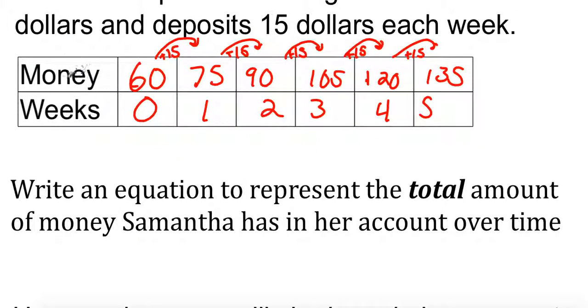Now again, I know that money is my dependent variable. The amount of money in the account depends on the number of weeks. So I'm going to say that M is equal to the rate of change, which is 15, so $15 a week. And then my constant, which is also known as my starting point, is $60. So she begins with $60, and then each additional week after that, she deposits 15 more.